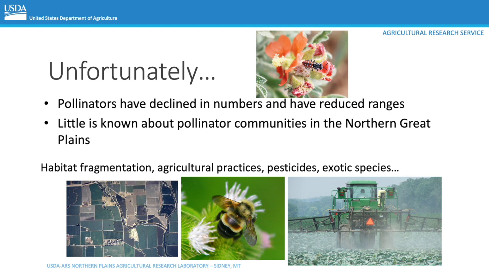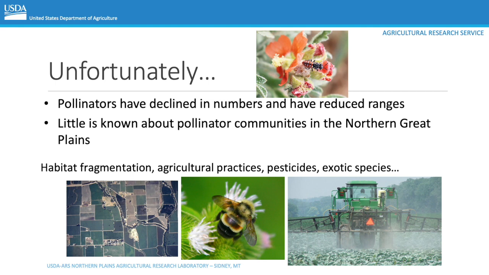Unfortunately, it's not all good news when you're looking at pollinators. What we're seeing, and this is global, is that pollinators are declining in abundance. A lot of their ranges are becoming highly reduced. Even when you look at just the Northern Great Plains, we know very little about native pollinator communities. I like to give an example of the bumblebee. That's the middle photo there, the rusty patched bumblebee, just to give you an idea of some of the declines that we're seeing.